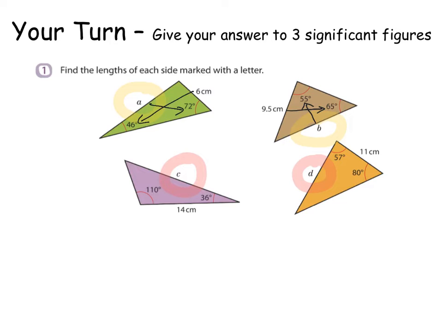So, for example, if you look at C, C is opposite the angle of 110 degrees, but you can't use this angle here of 36 degrees because you don't know this side opposite. So therefore, if you're going to use this side of 14 centimeters, you had to figure out this angle here to be able to find out what C was. On D, we had a similar situation. D was opposite this angle of 80 degrees, but if you wanted to use this side of 11 centimeters, you had to use this angle here, which you weren't given straight away. So the angle here of 57 degrees should not have been what you've used.